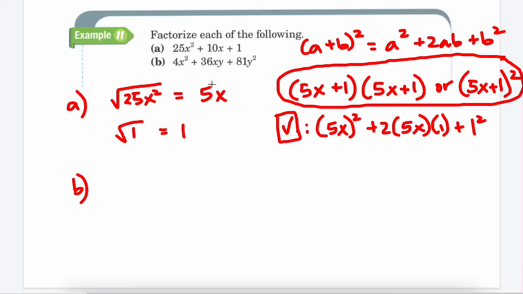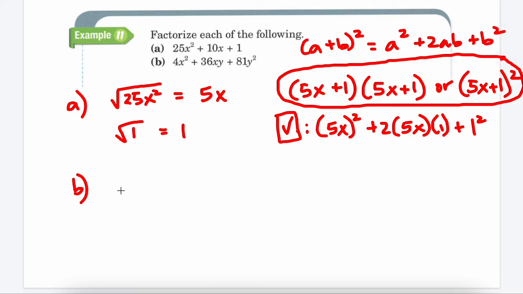Again, we're going in reverse. Instead of squaring it, we are square rooting it. Let's try that with our second one. And I also want to check and just make sure, because if this was like 25x squared plus 9x plus 1, it wouldn't work. It would look like it worked, but it would be off.